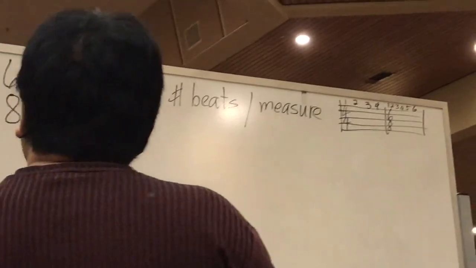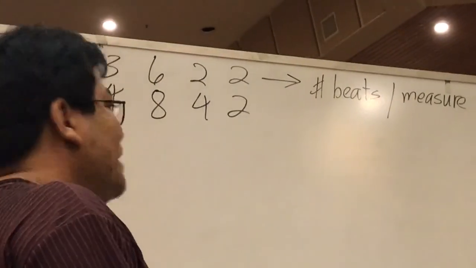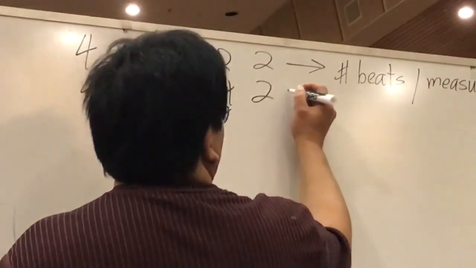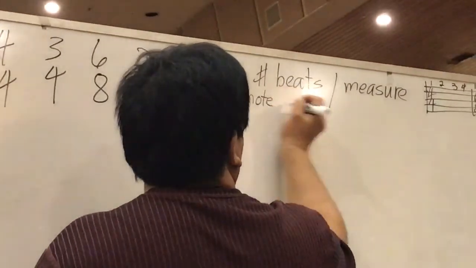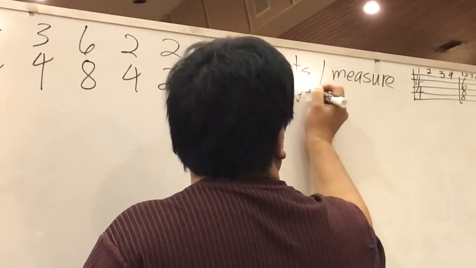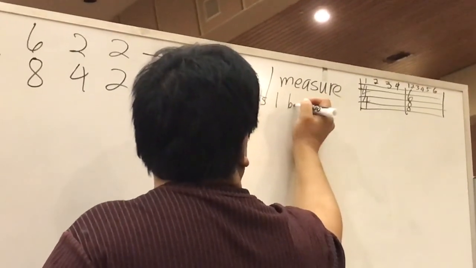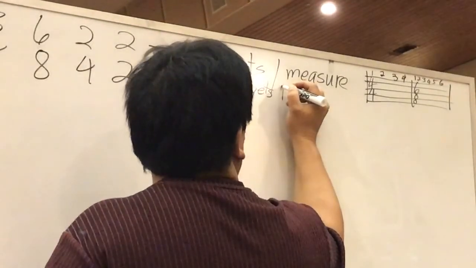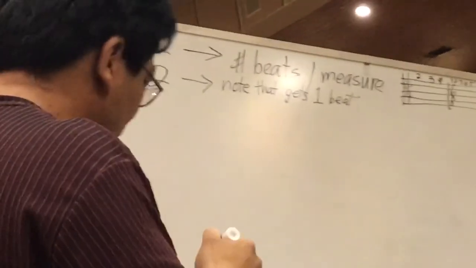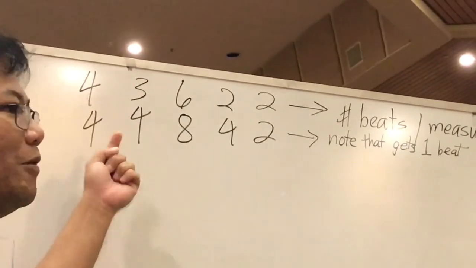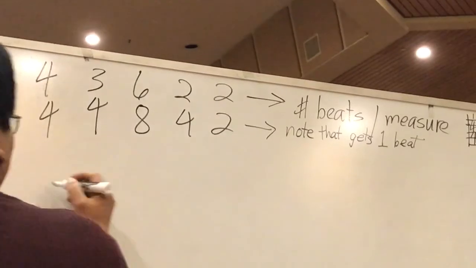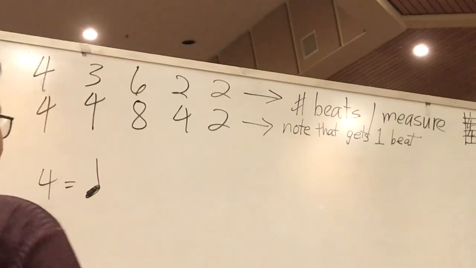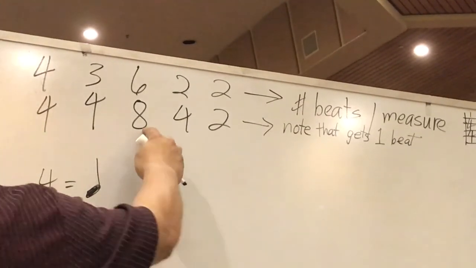Now, the bottom number is the one that gets a lot of confusion. The bottom number gives you the note that gets 1 beat. So number 4 over here at the bottom represents what kind of note? Quarter. I'm going to list them right here. 4 equals quarter. And then number 8, same thing with here.